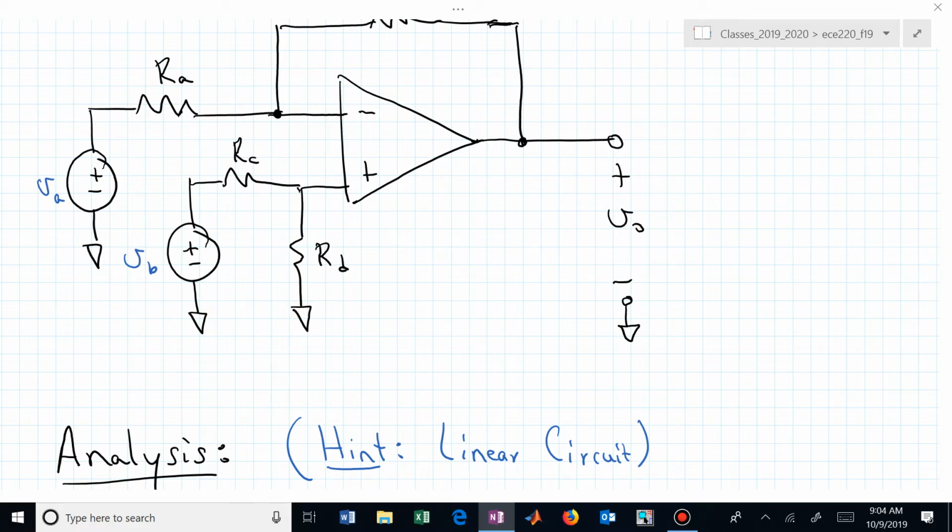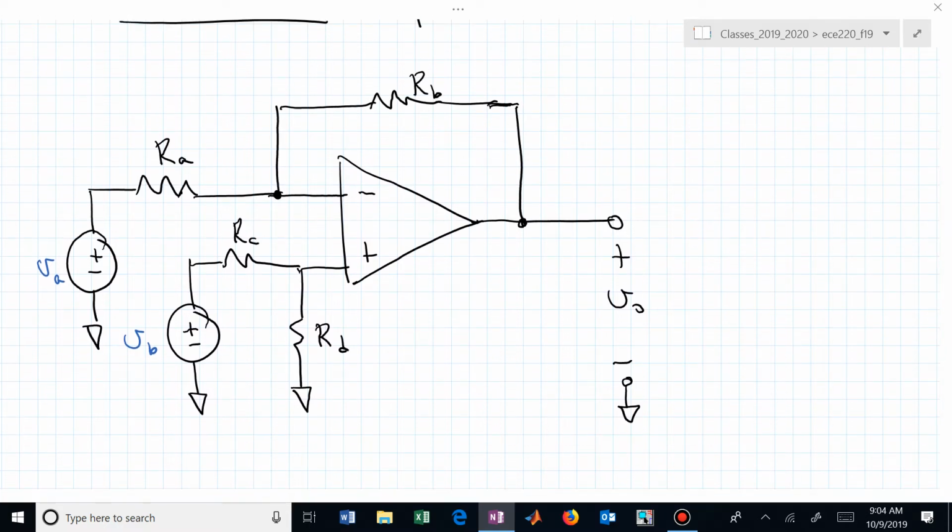It's a linear circuit. Is that a helpful hint, or is that not helpful in terms of how we might analyze this circuit? I might remind us that we have two input sources, not just one, we have two. And now we have a linear circuit. What was the last homework problem, I think, on homework number 6? What was the topic or subject of that?